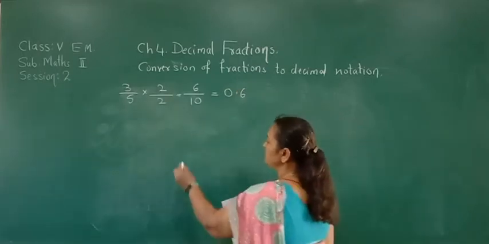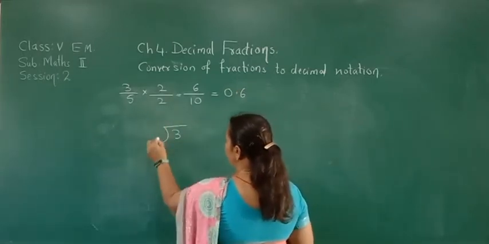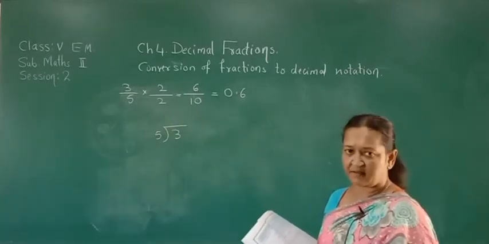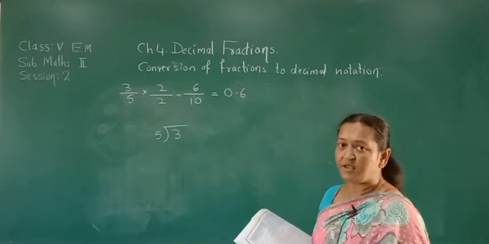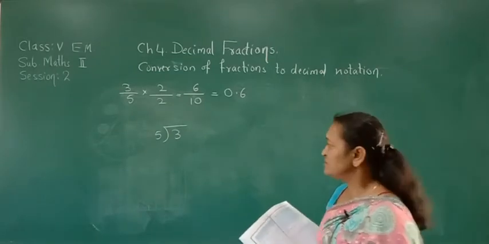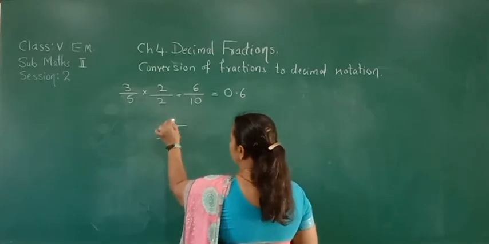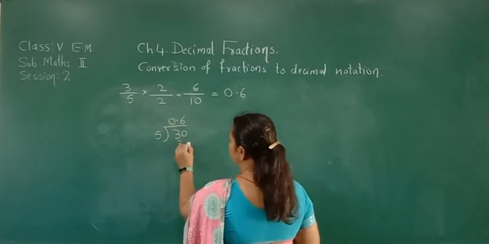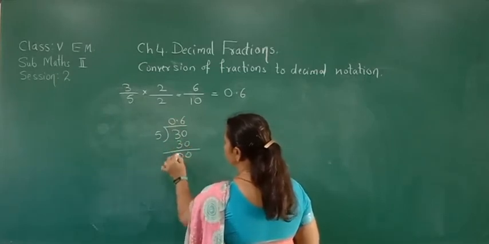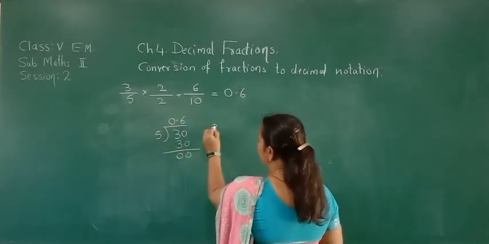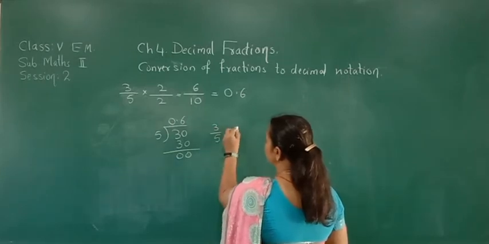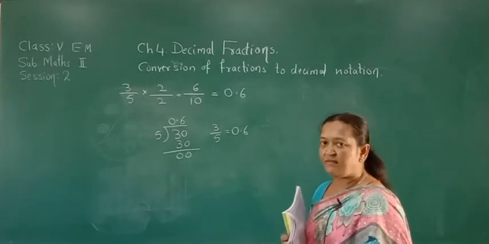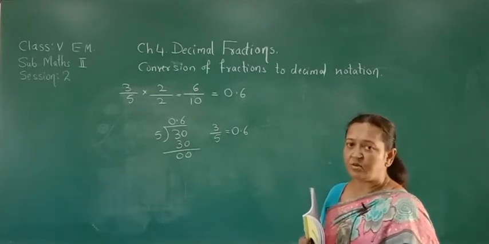Or this 3 by 5, divide 3 by 5. So 3 cannot be divided by 5. 5 is bigger than 3, you can't divide 3 by 5. So what do we do here? Write 0 point and add 1 zero here. So 5 6s are 30. Now 30 minus 30 is 0. So here 3 by 5 is equal to 0.6. This understood? In both ways you can convert any fraction to decimal.